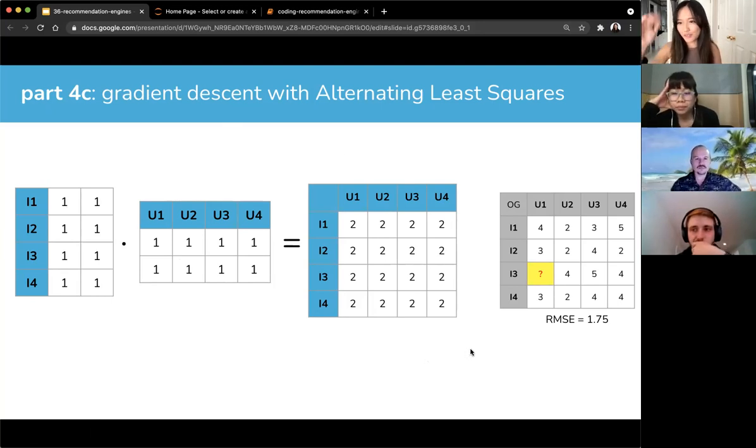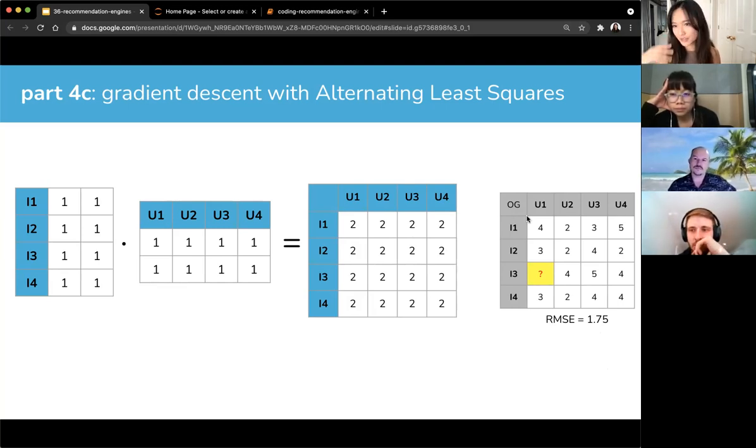Then how you set the cost function for this process is you look at the difference between this matrix and this matrix. This RMSE of 1.75 is the average difference between each particular rating. So it's really the difference between this 2 and this 4, this 2 and this 2. It's a root mean squared error of each point here and each point here. So that's the RMSE of 1.75.